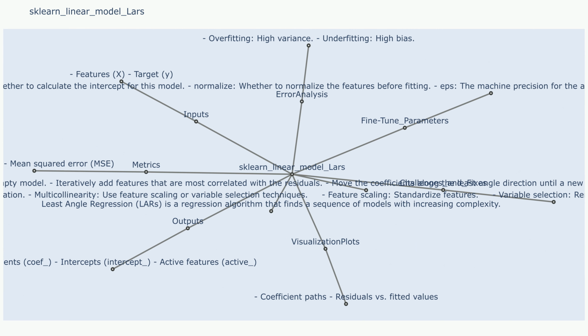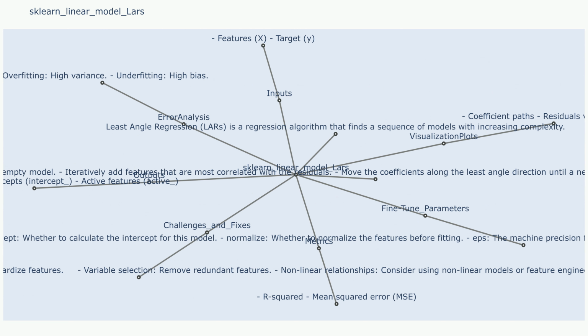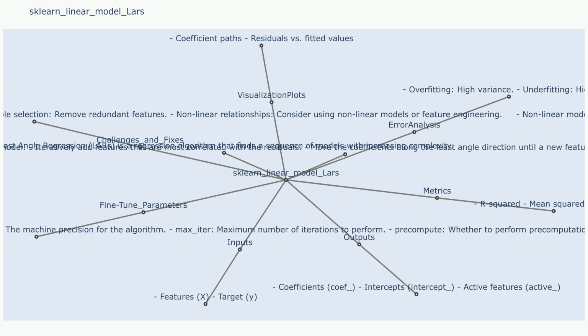Sample use case that resulted in challenge 1. A dataset with multiple features that are highly correlated, such as height and weight. Fixes to challenge 1. Feature selection. Remove highly correlated features from the dataset. Regularization. Use regularization techniques like lasso or ridge regression to penalize large coefficients and reduce the influence of correlated features.